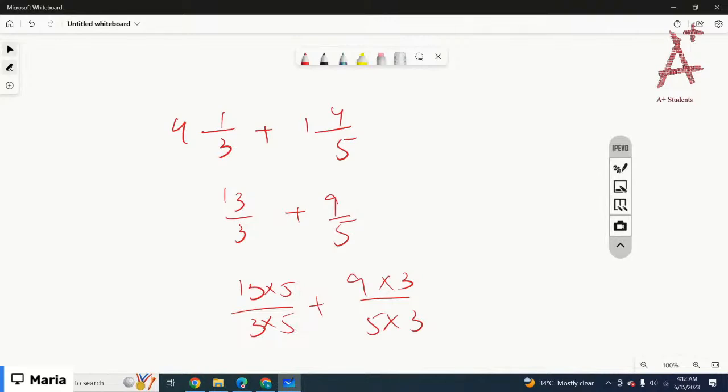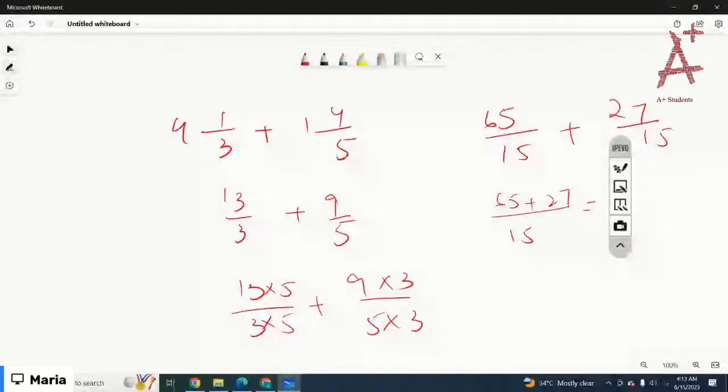So it would be 13 times 5 is 65 over 15, and plus 5 times 3 is 15, 9 times 3 is 27 over 15. Got it? Now they have like denominators. You can simply add their numerators. Got it? So it would be 65 plus 27 is 92. 92 divided by 15. You can just divide and write the answer in the mixed fraction form.